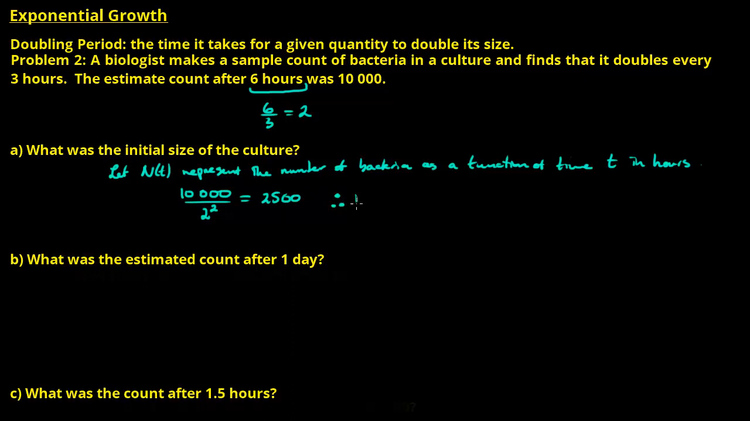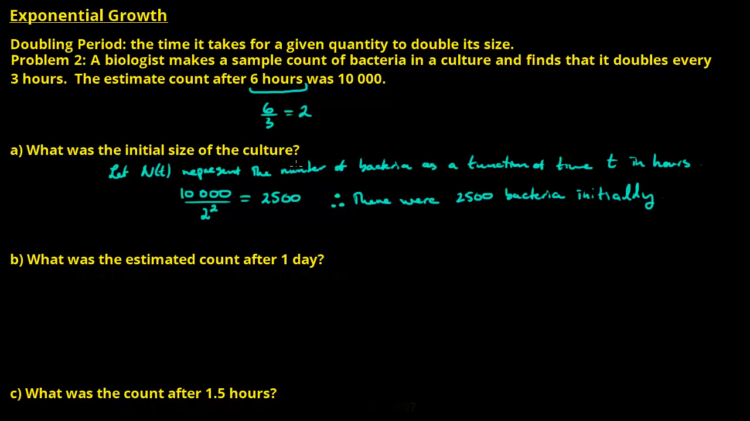So therefore, there were 2,500 bacteria initially. Next, it says, what was the estimated count after 1 day? Here we could figure out how many times the bacteria doubled, and then multiply the initial quantity by the number of times that it doubled. But it's probably easier to come up with a function to represent and model this growth.